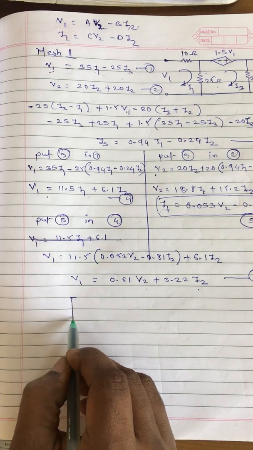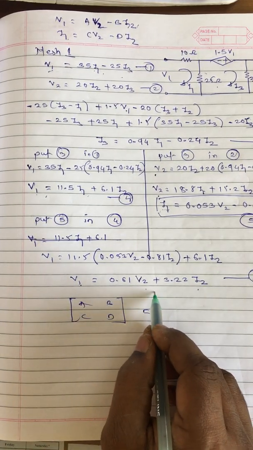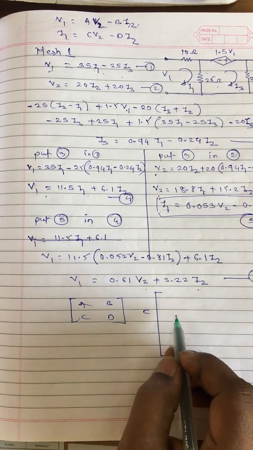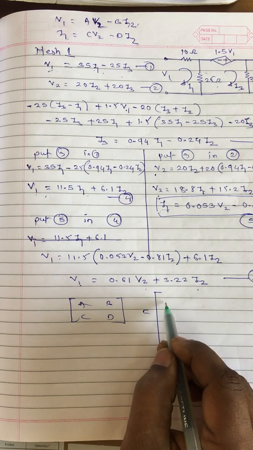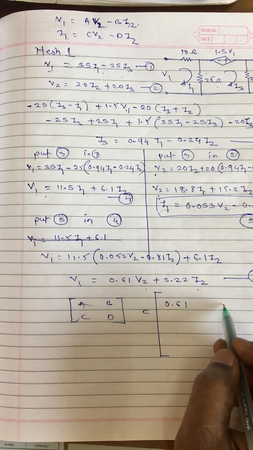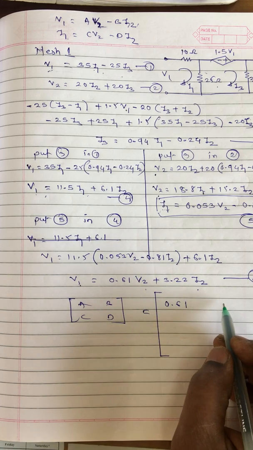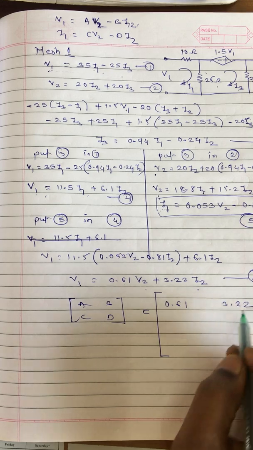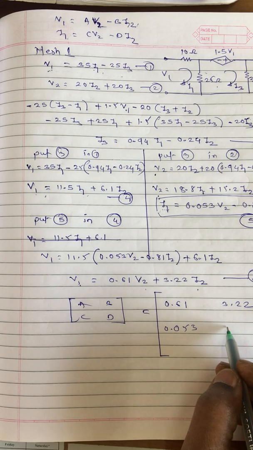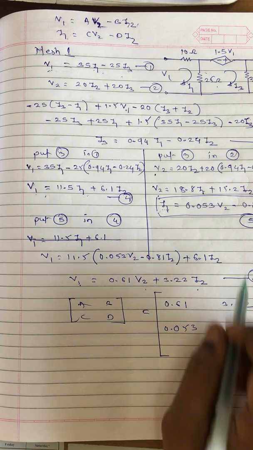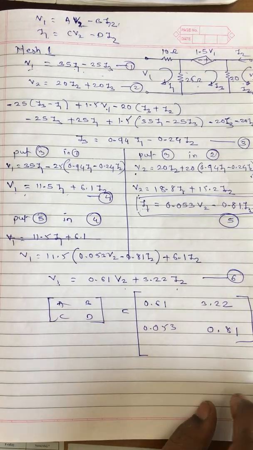Let's write down A, B, C, D. A is 0.61, B is 3.22, C is 0.053, D is 0.81. So this is how we have got the parameters.